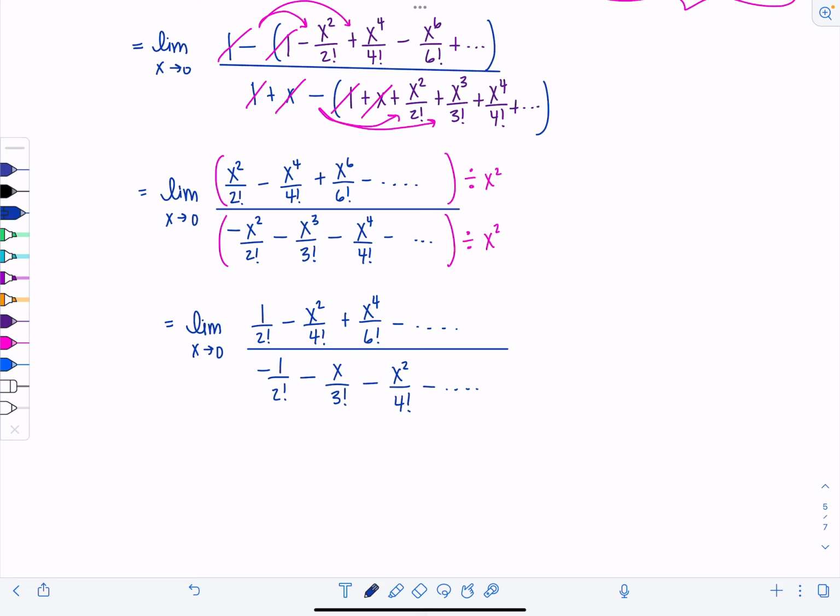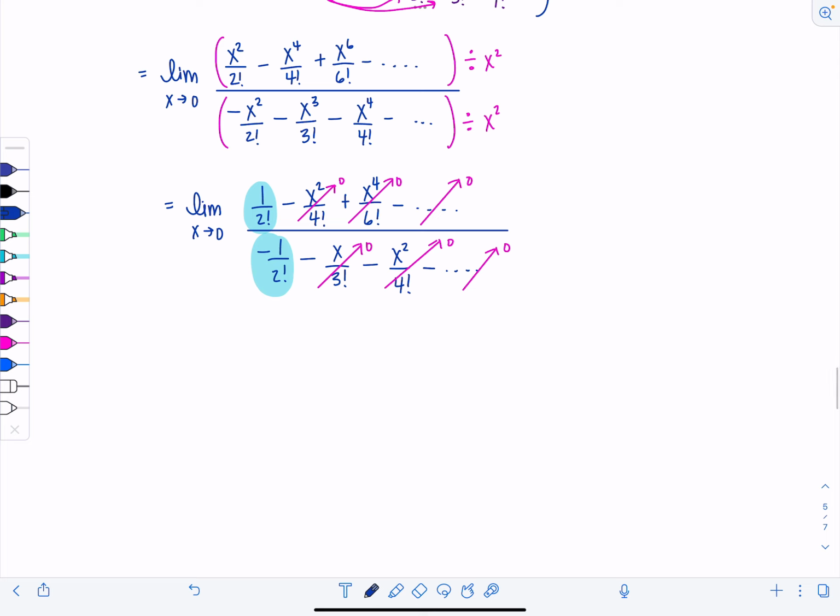As x approaches 0, this is just a constant, this is just a constant. All of the other terms have x in the numerator and a constant in the denominator, so as x goes to 0, all of the other terms will be going to 0. And I don't have an indeterminate form. No, I don't have 0 over 0. I have 1 over 2 factorial over negative 1 over 2 factorial remaining. I don't have to write lim anymore, I have no more variables here. 1 over 2 factorial divided by negative 1 over 2 factorial is just negative 1.